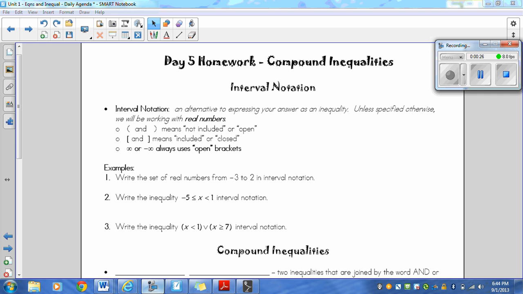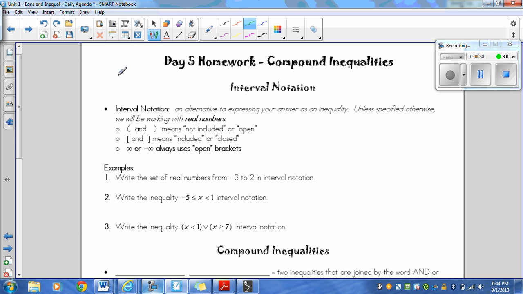You have been used to seeing ordered pairs represented with parentheses or brackets. There's another way to use parentheses and brackets. It is called interval notation, and it's a way to represent a set of numbers.